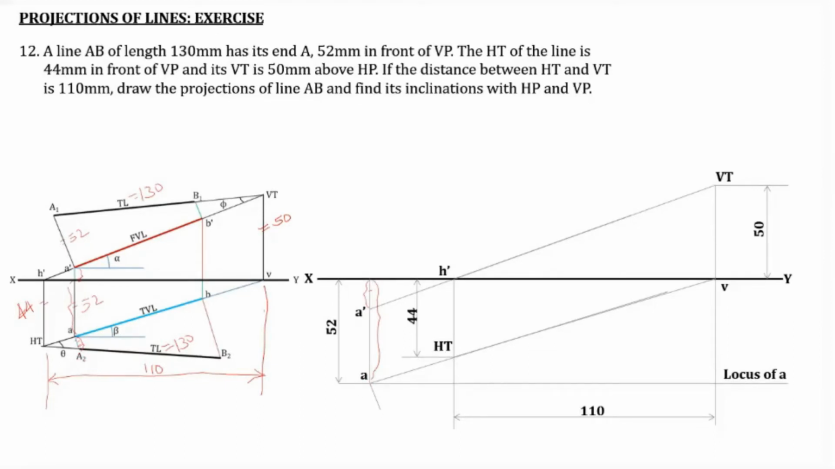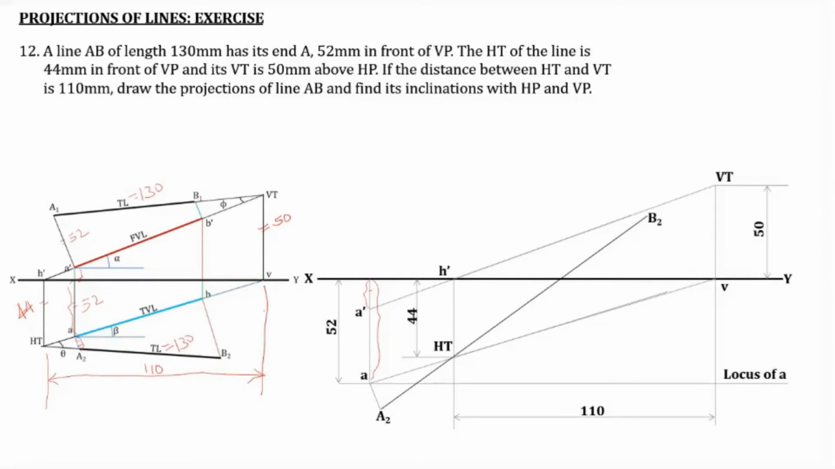Point A2 is obtained. Now we know that point A2, HT and B2 are in the same line. So we join A2 with the HT and extend it, such that the total distance A2 B2 is 130. 130 is our true length. So from A2 to B2 it is the true length. This total distance, A2, HT, B2, will be 130 millimeter.